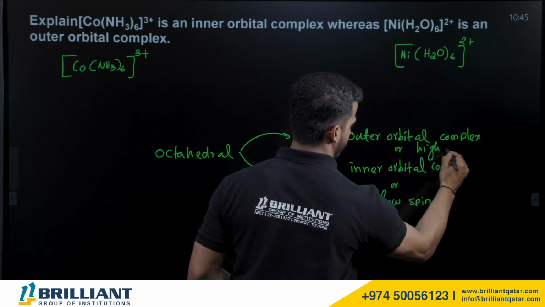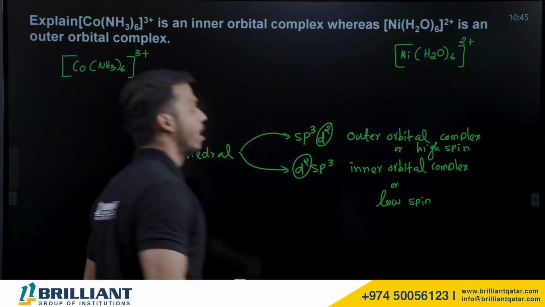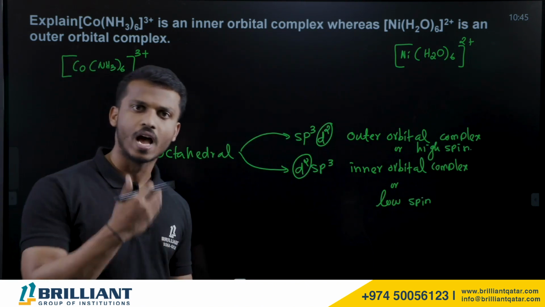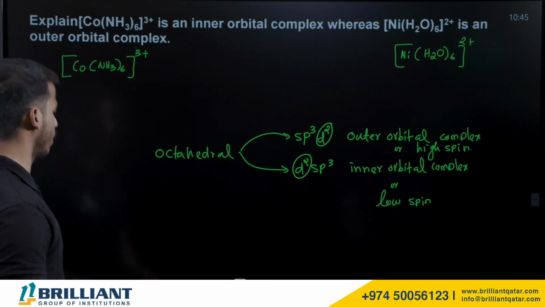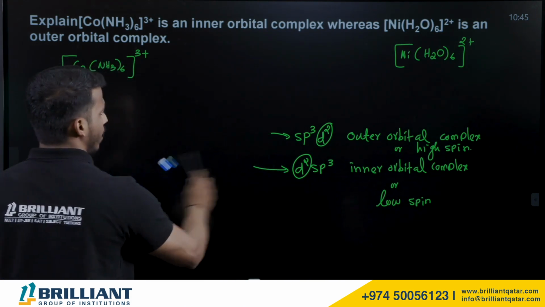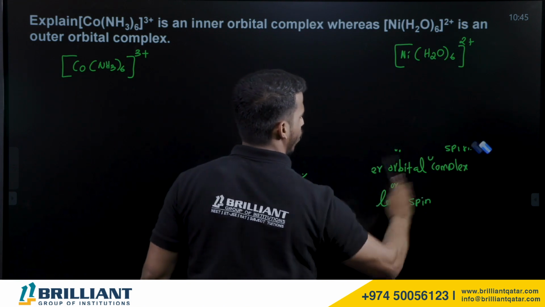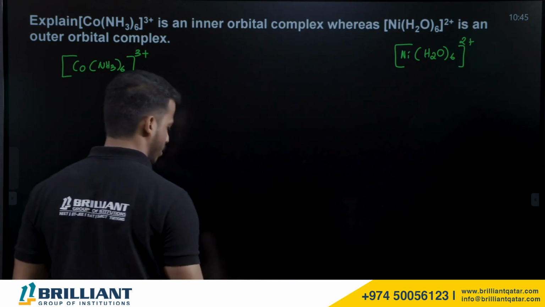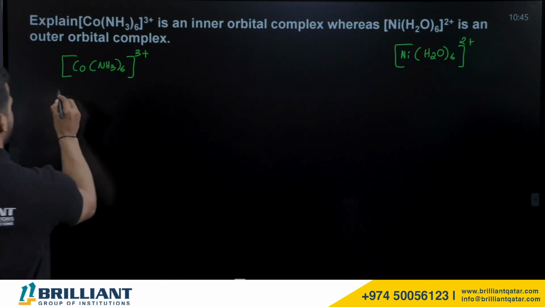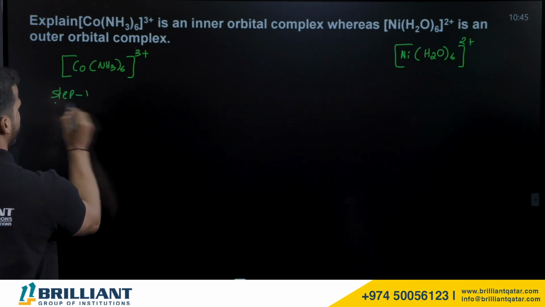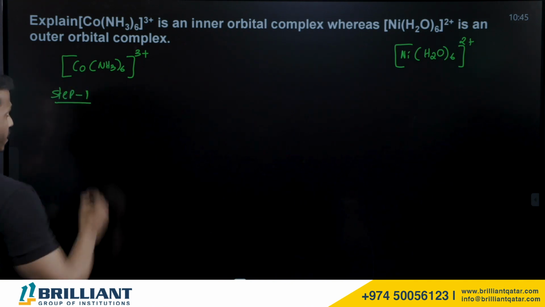High spin complexes. Outer orbital complexes are also known as high spin complexes. We can go to the question. Here we have to prove that it's an inner orbital and outer orbital complex. First one. The complex, step number 1 as usual, by the VB theory.